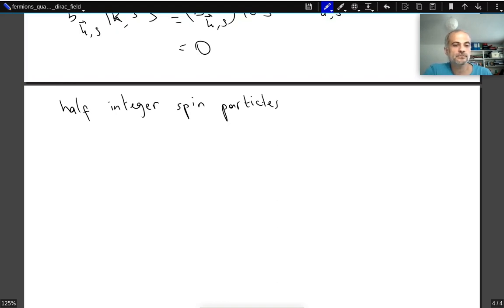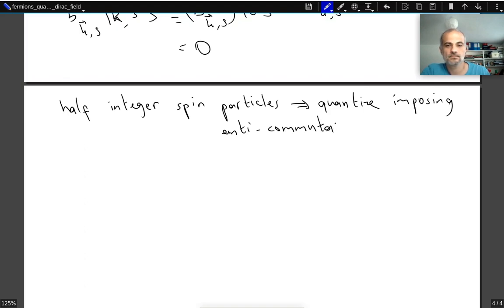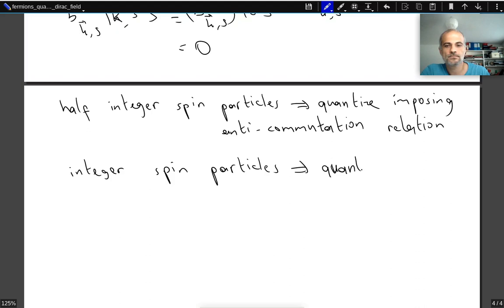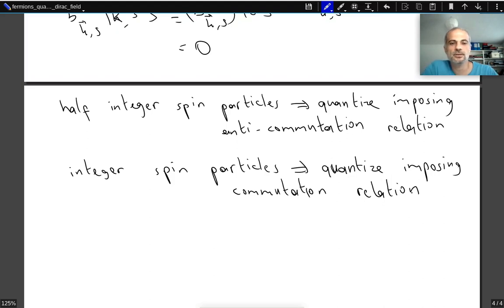Well, we will see in the future videos that these Dirac fields describe particles with spin 1/2, but even if we have other higher half integer spin particles, the problem will be more or less the same, so we quantize imposing anti-commutation relation and integer spin particles are quantized imposing the commutation relation. This is the spin statistics theorem of field theory.